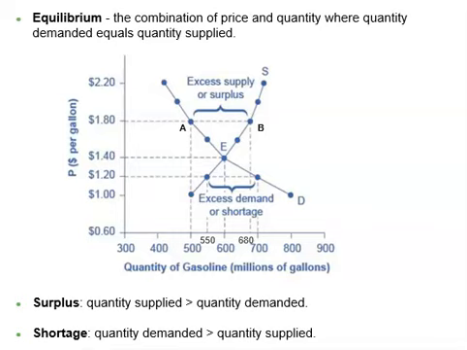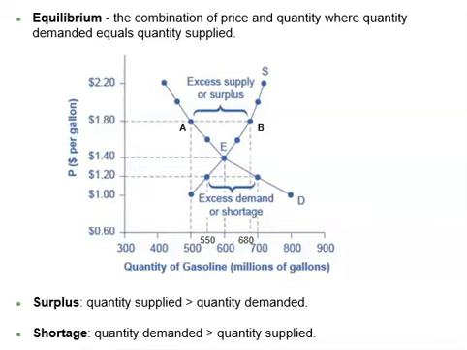Because the graphs for demand and supply curves both have price on the vertical axis and quantity on the horizontal axis, the demand curve and supply curve for a particular good or service can appear on the same graph. The graph on the screen illustrates the interaction of demand and supply in a market for gasoline. The upward sloping curve is the supply curve with the letter S next to it. S stands for supply. The downward sloping curve is the demand curve with the letter D next to it.